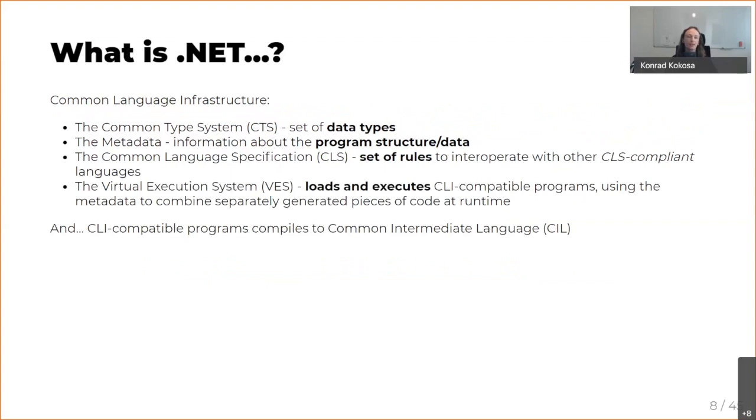It consists mostly of four elements, building blocks. The Common Type System will describe what set of data types are available. So the description says that we have integers, doubles, and other types that should be exposed by this .NET ecosystem. Then we have the metadata, which is information about the program structure and data, as you probably know, and the description of how this metadata should be described and stored.